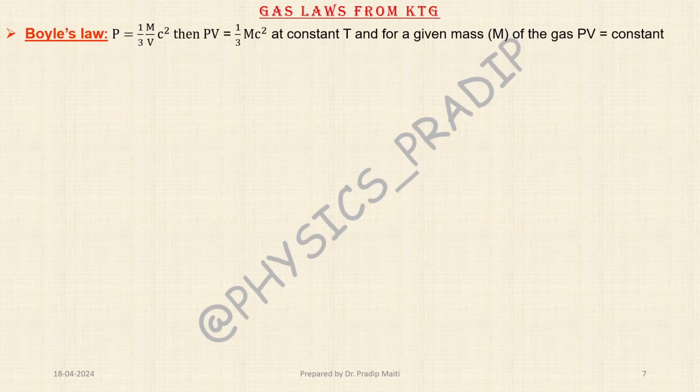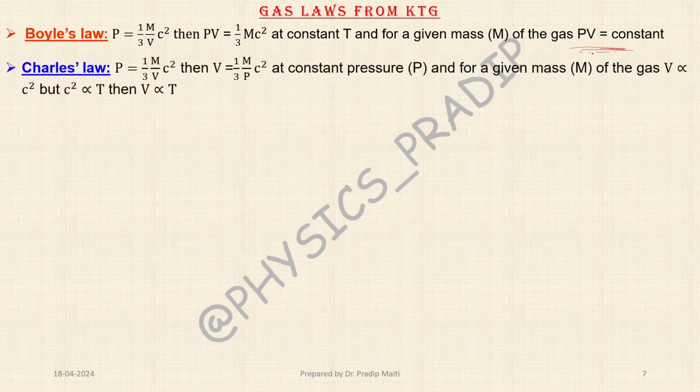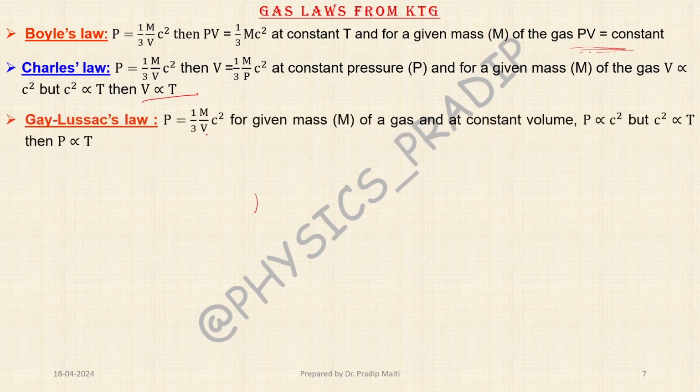Now the gas laws from the kinetic theory of gas. First of all, Boyle's law says that if temperature and mass of the gas are constant, P into V gives a constant value, that is PV equals constant. And Charles' law says that at constant pressure for a given mass, volume is proportional to temperature. So it is the expression for Charles' law. Volume is proportional to temperature. Now Gay-Lussac's law says that for a given mass of a gas at constant volume, pressure is proportional to temperature.